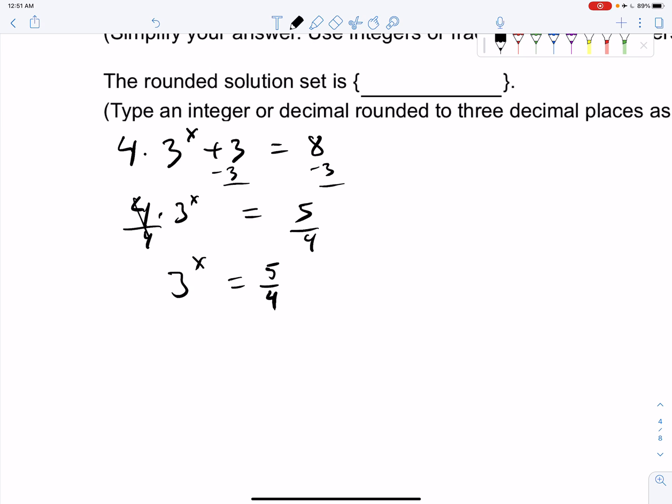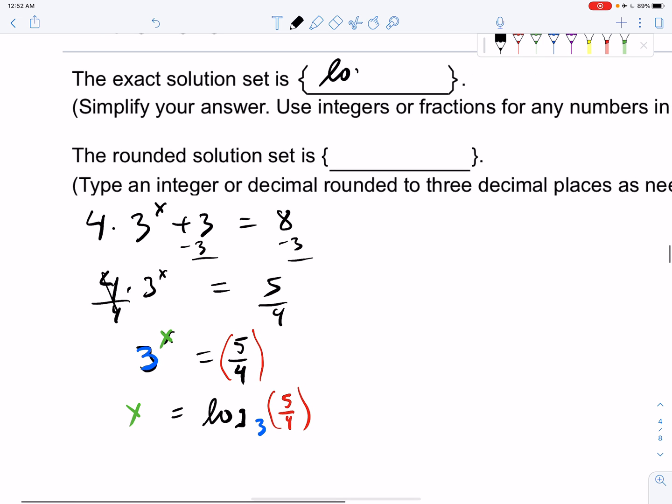And now we're stuck. 3 to the what power equals 5/4? Well, that's where logs come in. Remember, the base of the exponent is the base of the log. So it's going to be log base 3 of 5/4, and that is going to equal the exponent x. So that is the exact answer: log base 3 of 5/4.